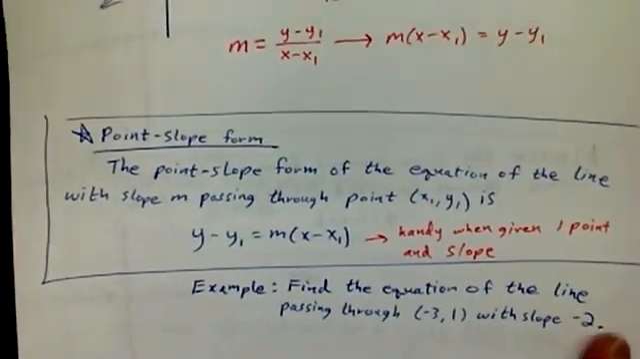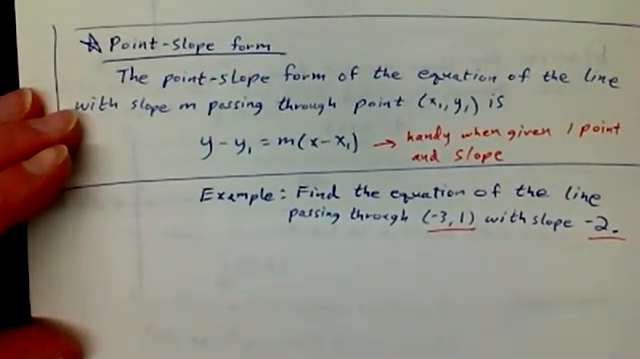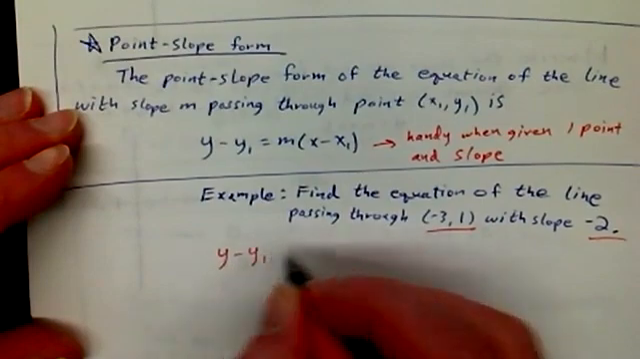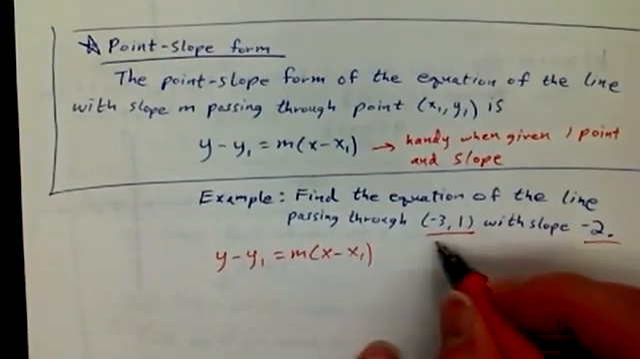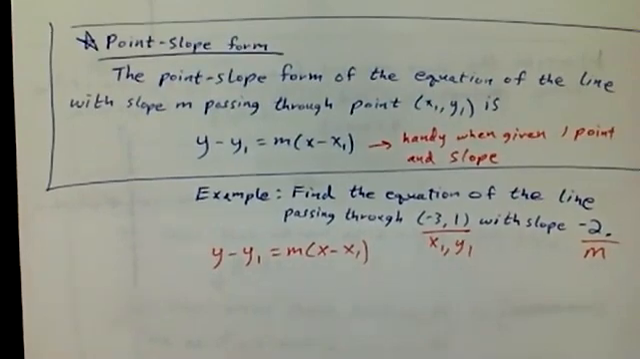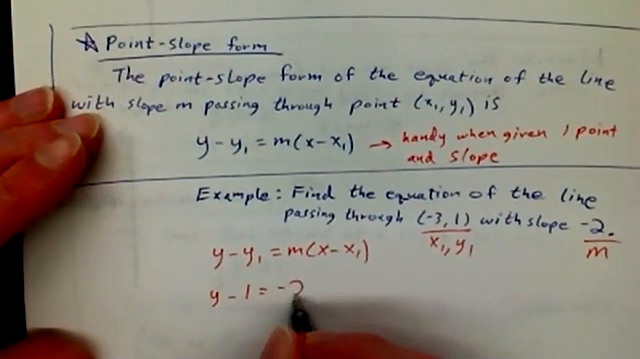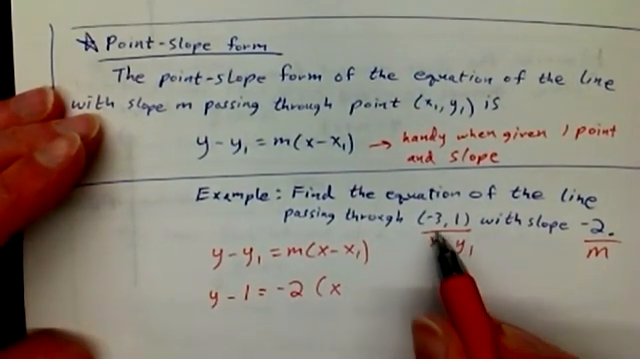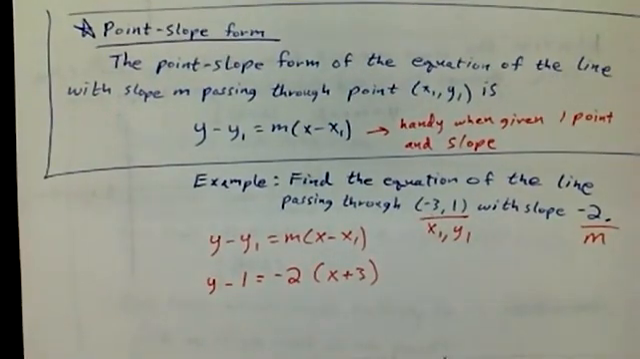Okay. So for example, using this, it says find the equation of the line passing through negative 3, 1 with slope negative 2. So notice they've given me one point and the slope. That makes me think, oh yeah, point slope formula. So I'm going to just write that down. My one point is right here, so I know what x1 and y1 are, and here's my m. So that means I have y minus 1 equals negative 2 times x minus negative 3, or plus 3. Now that is the equation in point slope form.